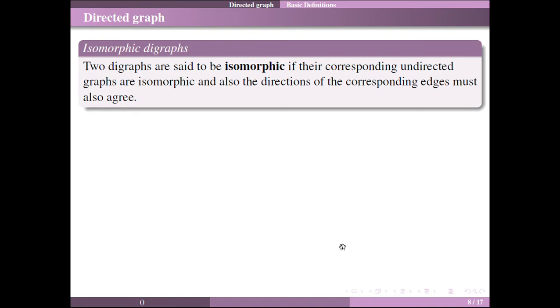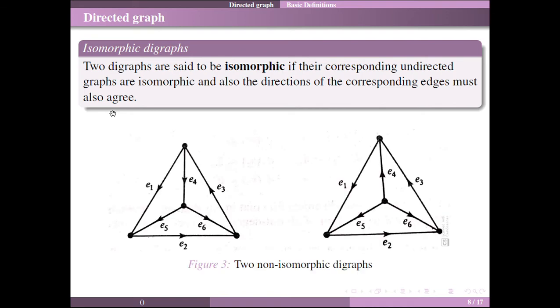Next we discuss the isomorphism in digraph. Two digraphs are said to be isomorphic if their corresponding undirected graphs are isomorphic, and also the directions of the corresponding edges must also agree. We give an example of two non-isomorphic digraphs.